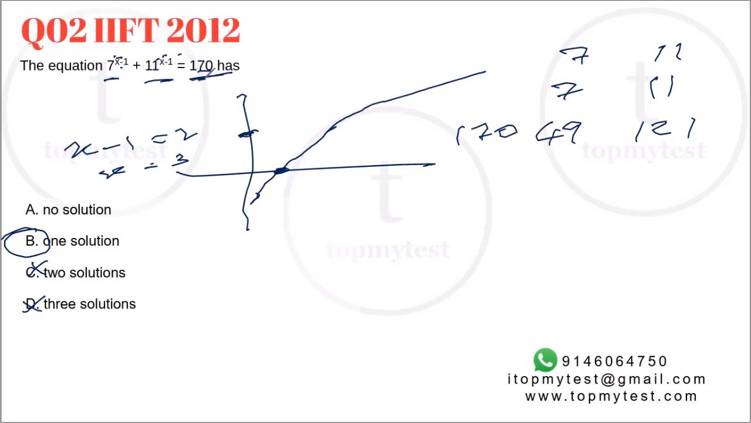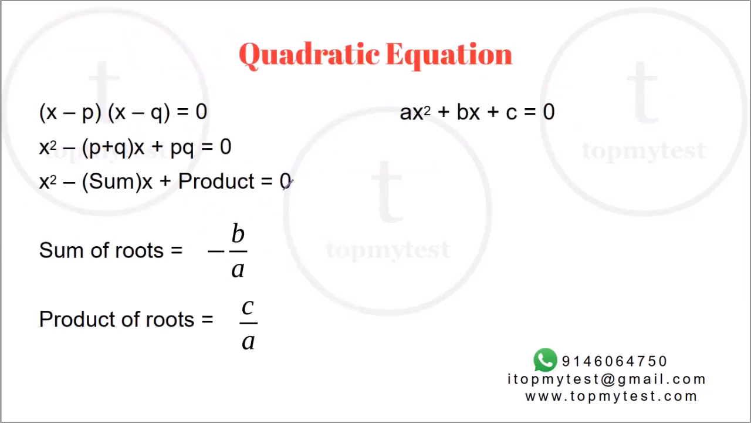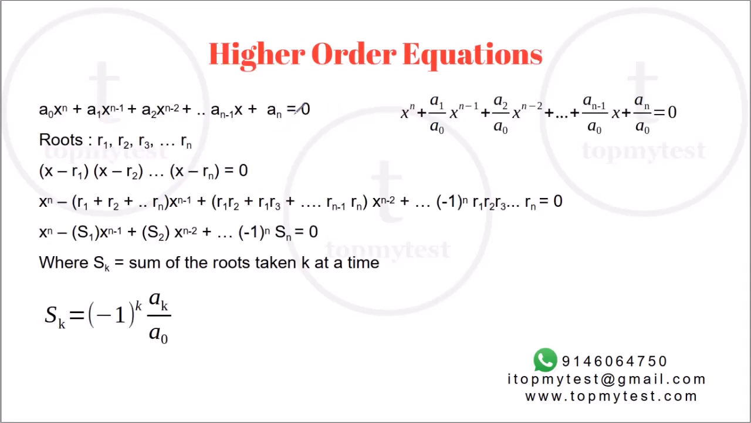Now, this was a pretty straightforward question. You can also extend the concept that we learned in quadratic equation about the product and sum of the roots to higher level equations. If you were to represent an equation which has n roots, it will be a0 x to the power n plus a1 x to the power n minus 1, a2 x to the power n minus 2, and so on till an, where an is a constant term, is equal to 0.